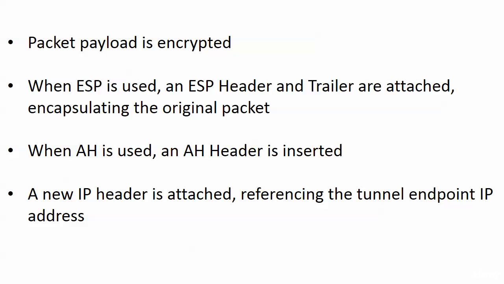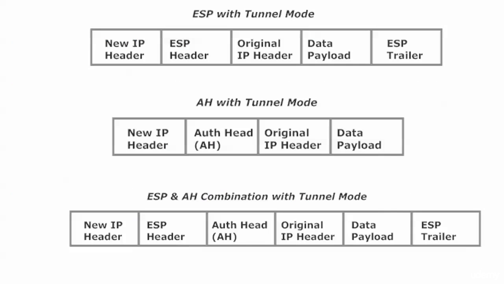And finally, with this mode, a new IP header is attached, and it's going to reference tunnel endpoint IP addresses. So in a way, you're disguising the original IP addresses that are in the original header by the encapsulation and also just by putting tunnel endpoint addresses on that header. Now, here's a visual that will really help you knock all that theory down.